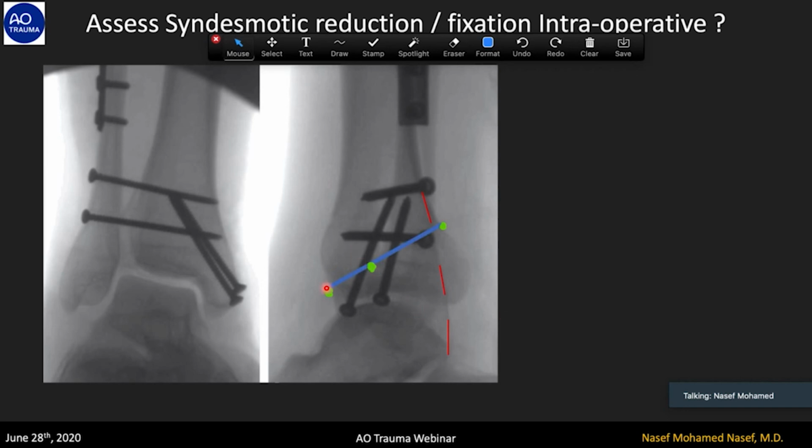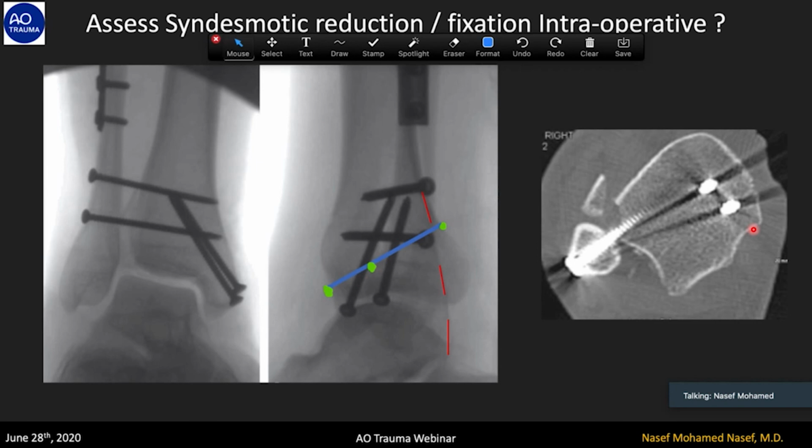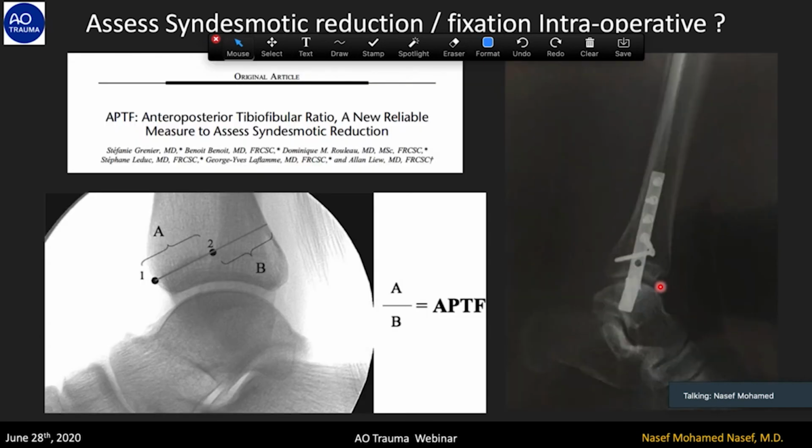So this is an anteriorly displaced fibula. And if you do the CT, there, you can see it. It is off the syndesmosis totally. So I would also encourage most of our juniors to start using these parameters. They are very good intraoperatively, and this has always been our problem. So it's the antero-posterior tibio-fibular ratio.